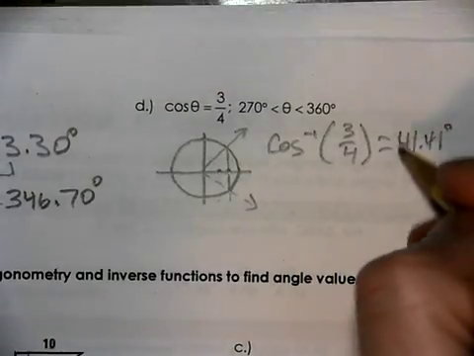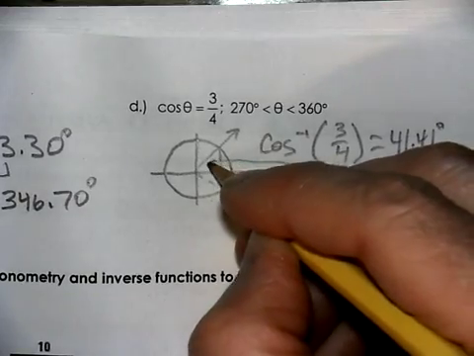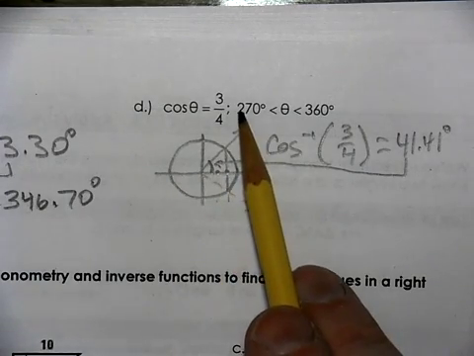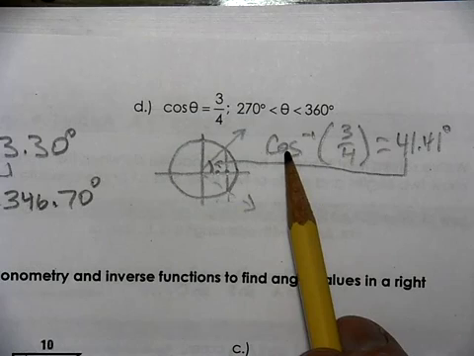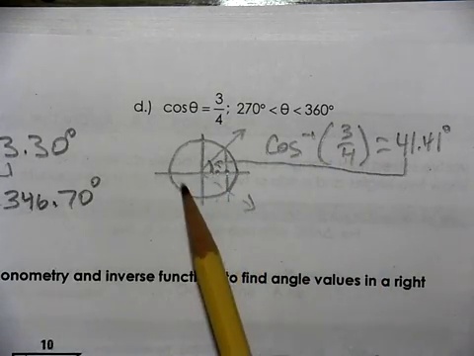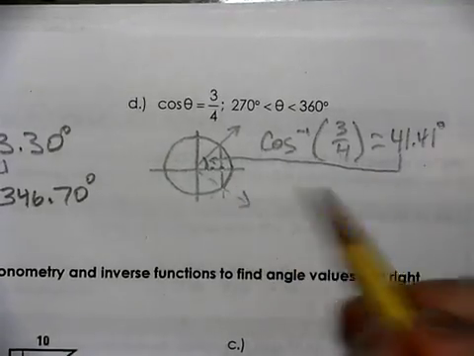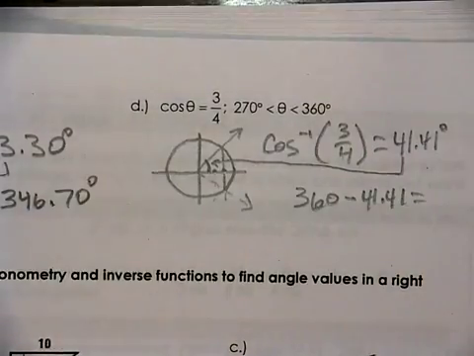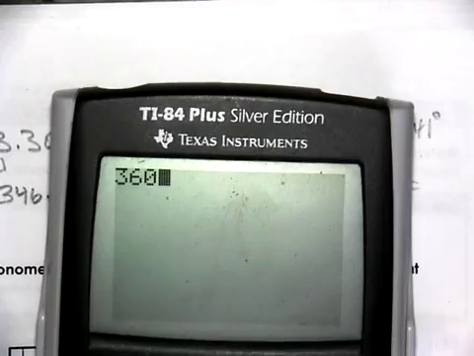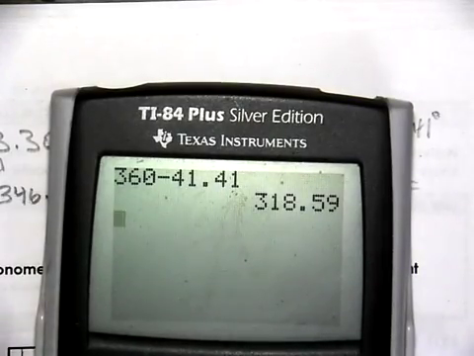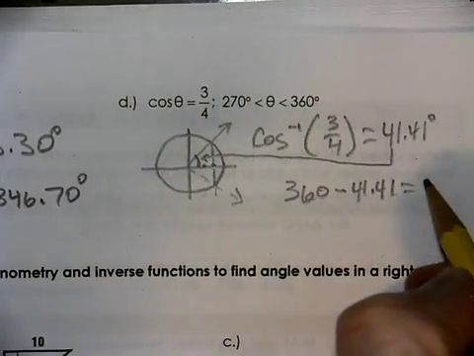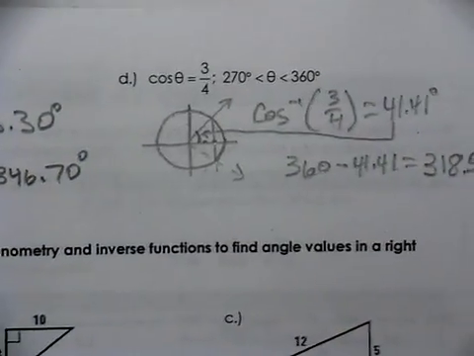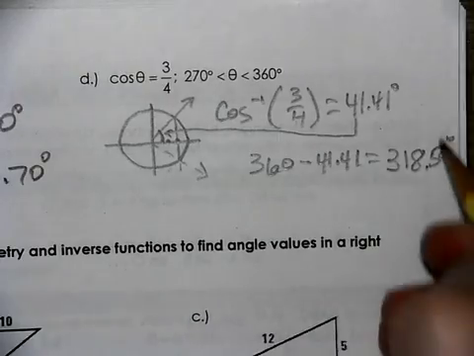So how are we going to figure out what angle is going to be between 270 and 360 that matches a cosine of 3/4? That matches where we have this line drawn. Well, 360 minus the 41.41 gives us 318.59. And those are in degrees.